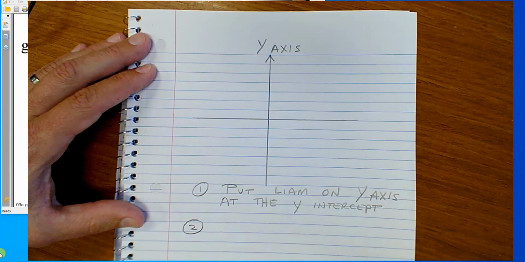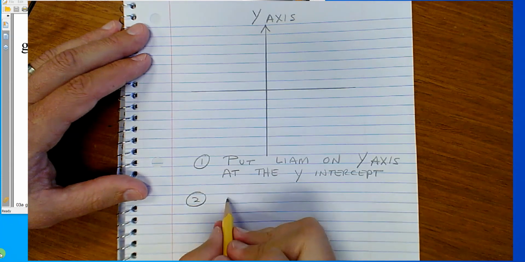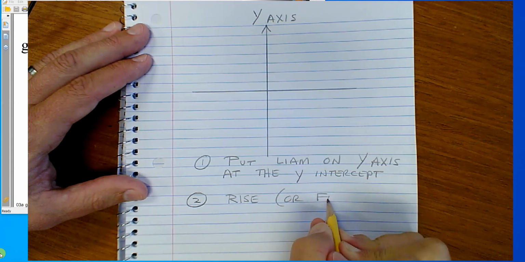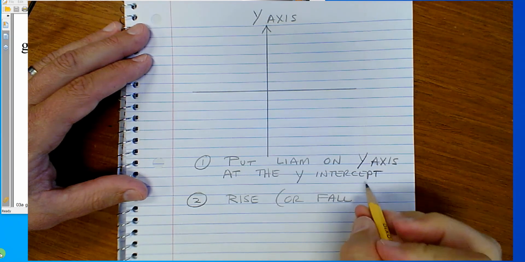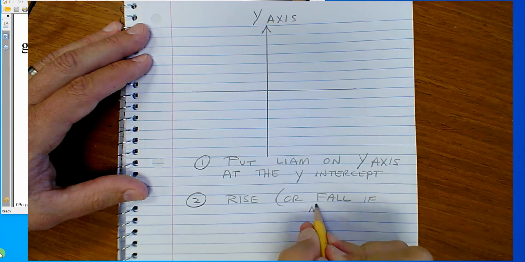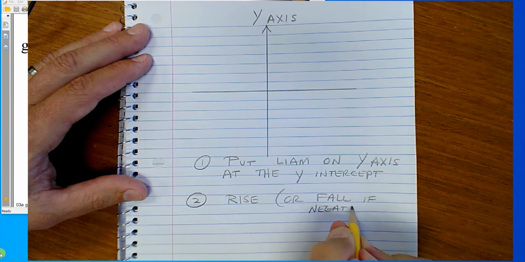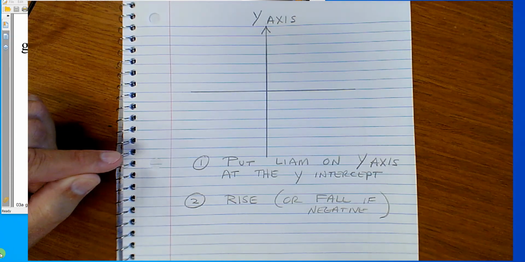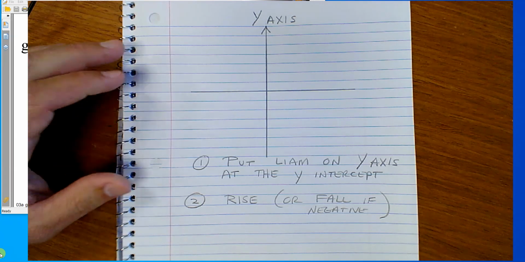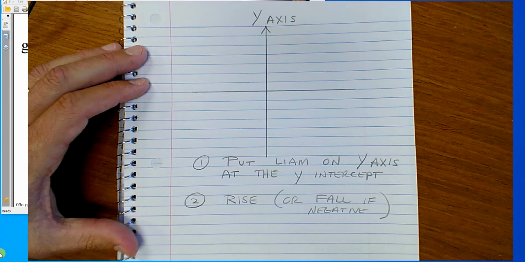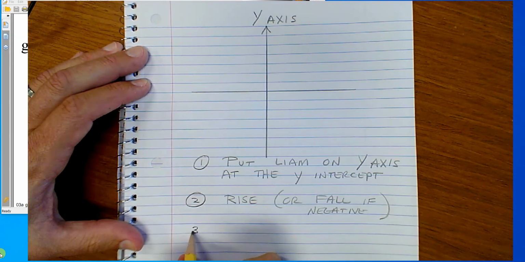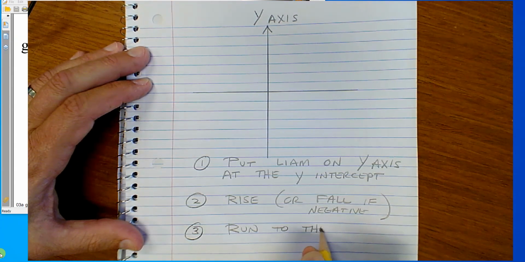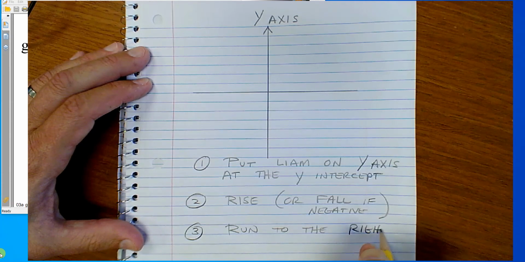Step 2, rise or fall if it's negative. Put Liam on the y-axis. Put Liam on the y-axis at the y-intercept. Rise or fall if it's negative. And then 3, run to the right.